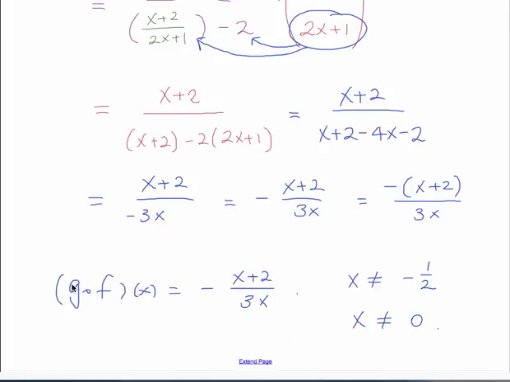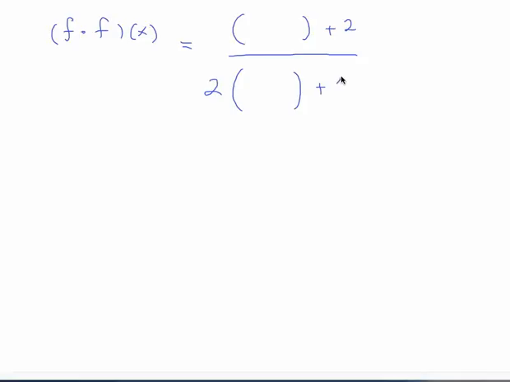Okay, now let's do f of f. This is quite interesting because you're putting the same function in a function. So what does that look like? f of f. Okay, so f was x plus 2 over 2x plus 1. So x plus 2 over 2x plus 1, and inside I'm going to put f again: x plus 2 over 2x plus 1.